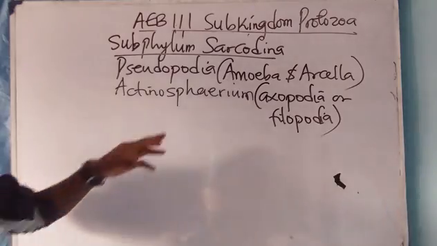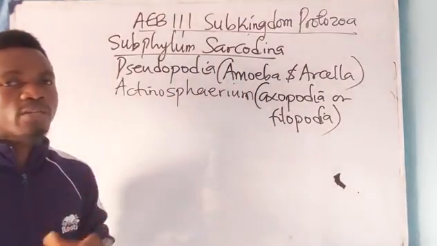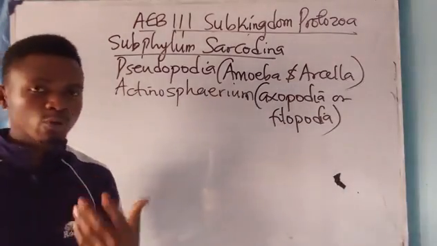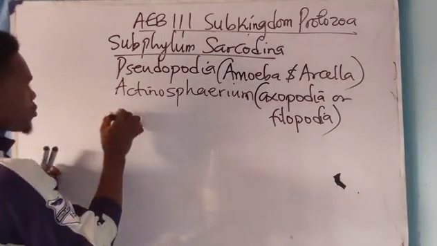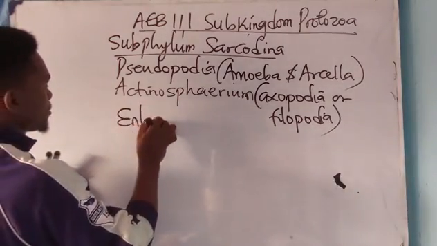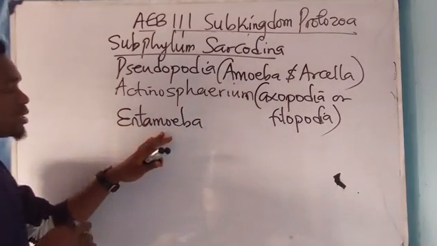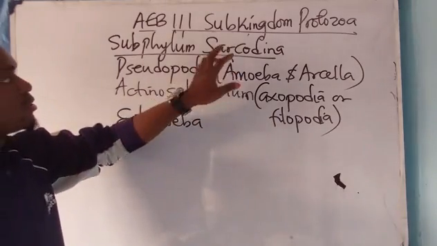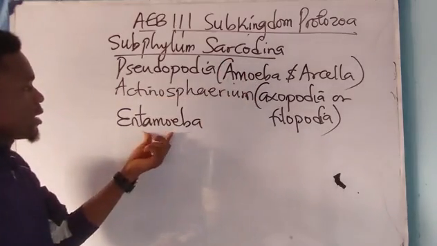Some organisms under Subphylum Sarcodina are parasitic. They have the ability to cause several abnormalities or diseases in animals. A good example is the Entamoeba. Entamoeba is a parasitic form of Subphylum Sarcodina.